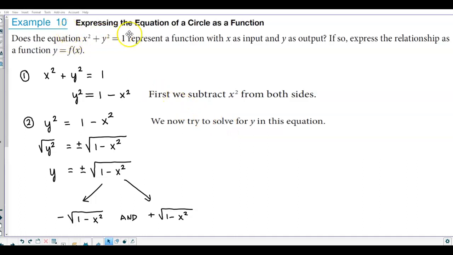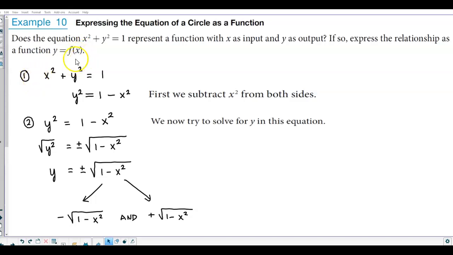Example 10. Expressing the equation of a circle as a function. Does the equation x squared plus y squared equals 1 represent a function with x as input and y as output? If so, we're going to express the relationship as a function y is equal to f of x.